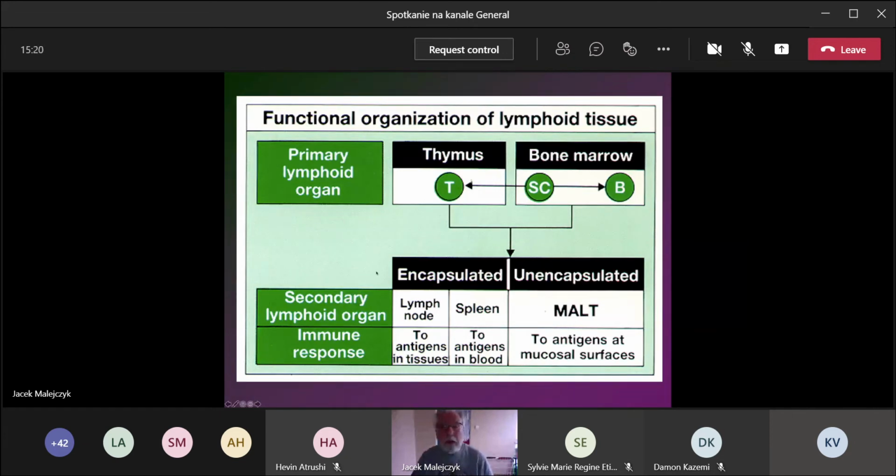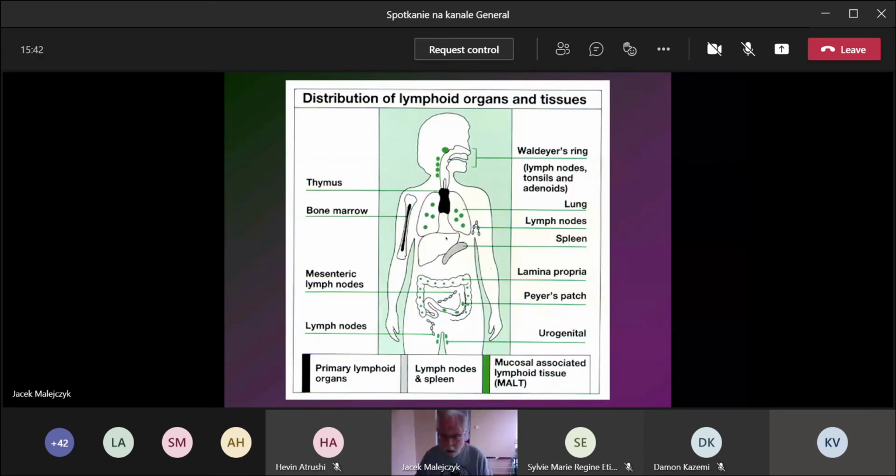So as you see on this slide, the encapsulated organs play a kind of filter role: lymph nodes for the antigens in tissues, and spleen for the antigens found in the blood. Mucosa-associated lymphoid tissue is responsive to the antigens which reach the mucosal surfaces, usually in the alimentary, respiratory, or urogenital tract.